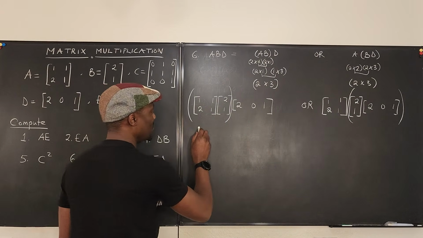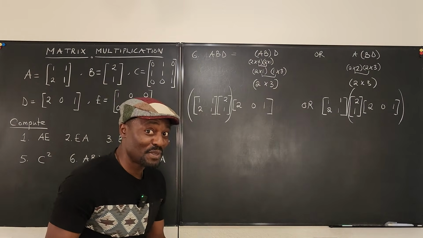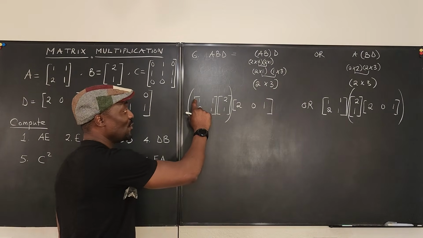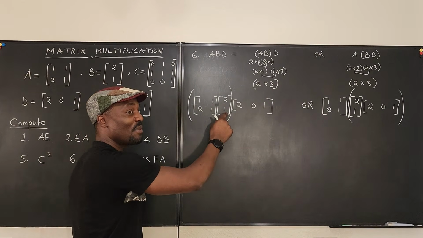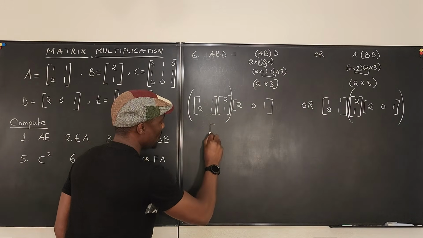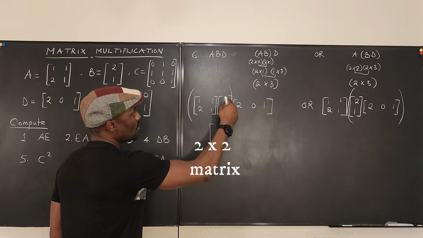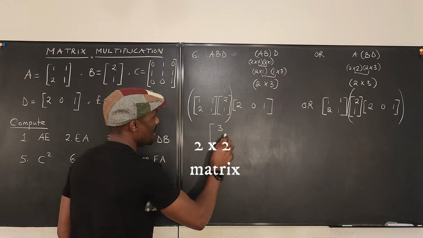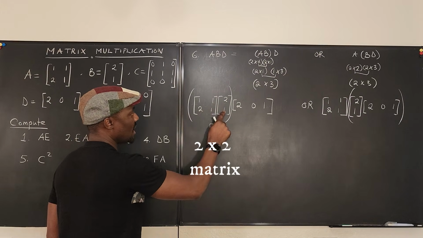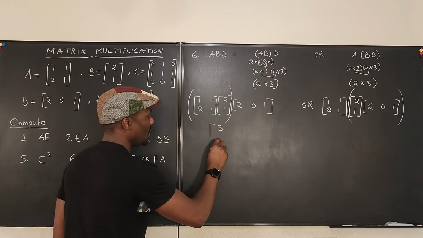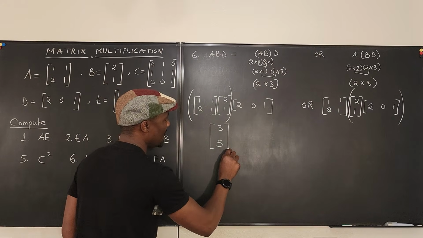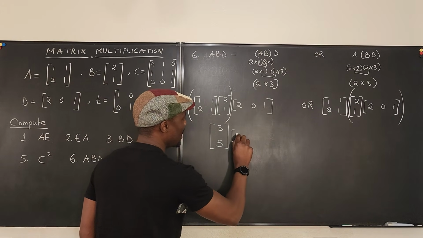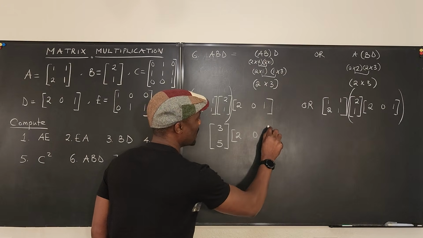So I got a matrix. Remember, you have to know the shape of the matrix that's coming out because this is a 2 by 2 and this is a 2 by 1. So we're going to get the matrix: 1 times 2 plus 1 times 1 gives us 3. And we have 2 times 2 plus 1 times 1, which is 4 plus 1, which is 5. That's what we get here. And we're going to multiply by 2, 0, 1.